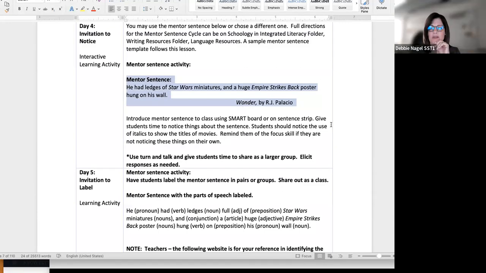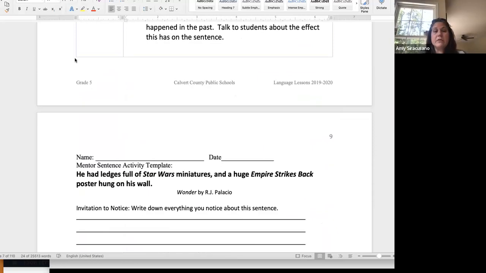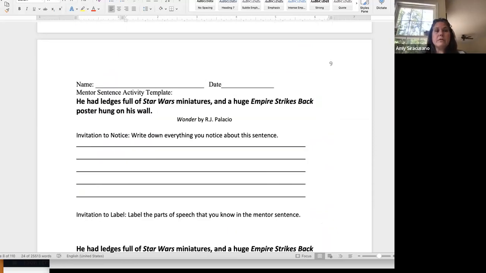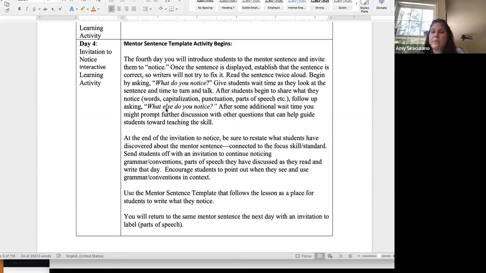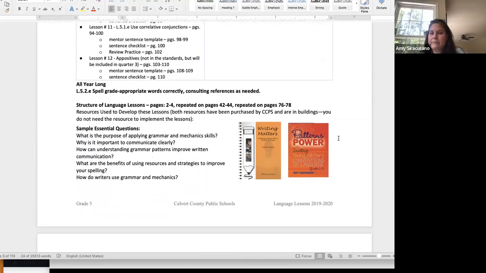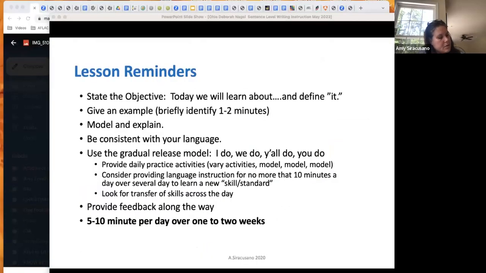Are you able to share this so that we could put it in the Padlet as an example? I will share the scope and sequence. Yes, absolutely. And what was the second book? So I got Writing Matters and the other one was Patterns of Power by Jeff Anderson. Okay. Yeah. Yep. So let me get the scope and sequence. Got it.